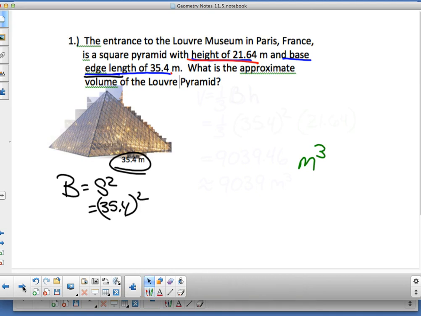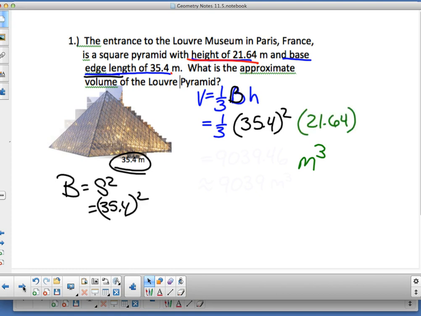Well, I got my volume going on. I got big B covered. I'm doing one third of that. Big B is a square, so I've got the area of a square. I got a height. They tell me 21.64. And I got my final answer, okay, as I get that done.